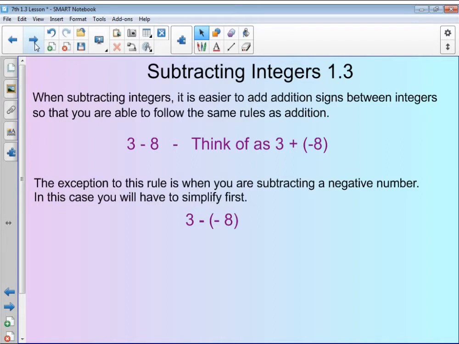Okay? Today, instead of thinking of problems as 3 minus 8, sometimes when students are struggling with understanding this, if they convert it into an addition problem, it makes it a little bit easier for them. Now, the older that you get and the more comfortable you get with integers, you're going to be perfectly fine with solving this problem without rewriting it. And some of you may be there already.